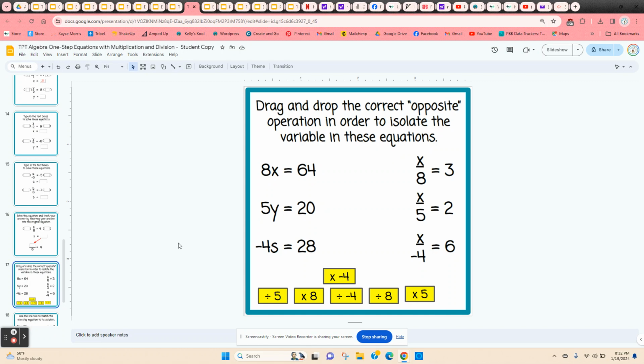Now, when they get to slide 17, they're just going to be dragging and dropping the opposite operation. So it just reinforces for them that that's what they have to do to isolate the variable. So here we have to divide by 8. So they're just going to click and hold and move that next to the problem that matches. Here we're going to divide by 5 because that's the opposite operation, and so on with the rest.